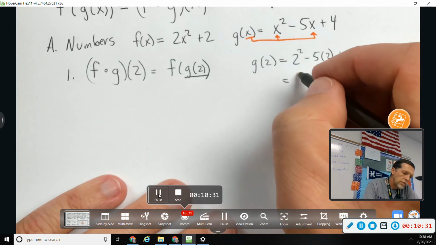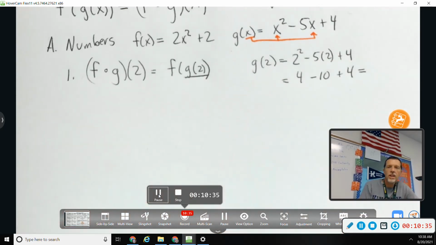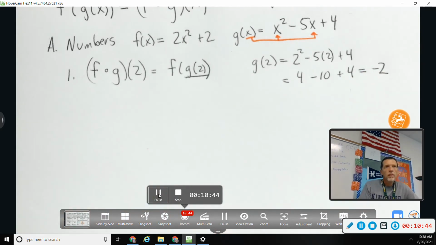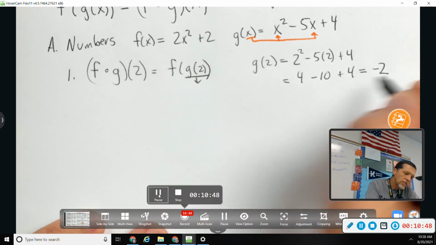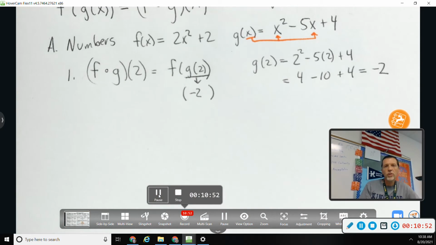So that would be 4 minus 10 plus 4. That would be negative 6 plus 4, which is negative 2. It's not my final answer, though. That's just what g of 2 is. g of 2 is negative 2. So in place of g of 2, I'll put negative 2.